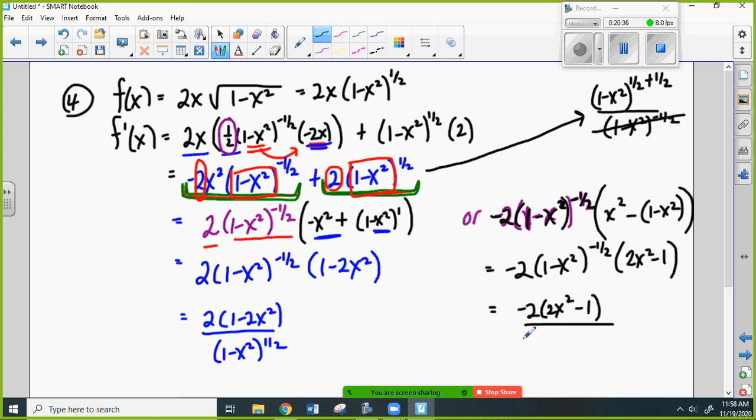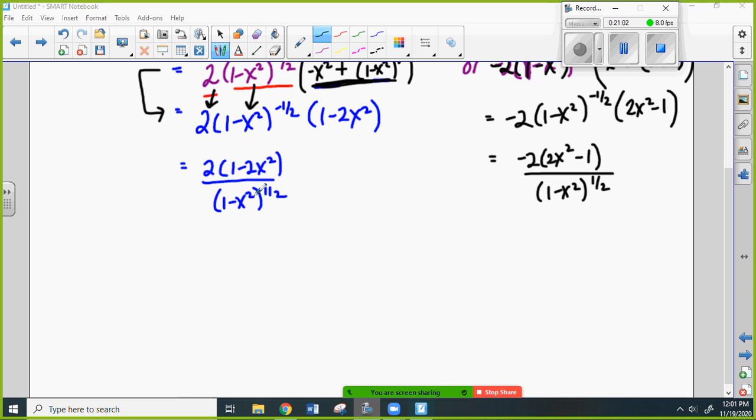And even though they don't look exactly alike, they actually are the same thing. Because you can see that your factor on top is switched, which is exactly what would happen if I distributed this negative in. Okay? Let me give you a chance to ask me questions on that.